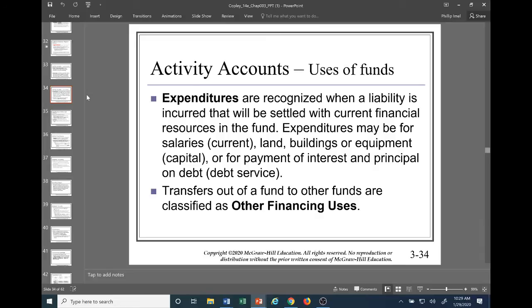Expenditures may be for salaries, which is a current expenditure, land, buildings, or equipment, which is going to be a capital outlay. We know that, or for payment of interest and principal on debt, which is a debt service. Transfers out of a fund to other funds are classified as other financing uses. So other financing uses is transfers out, right? And that's pretty easy. Transfers out. Easy for other financing uses.